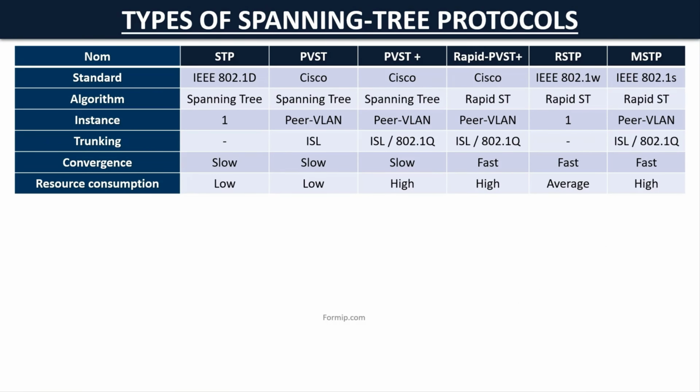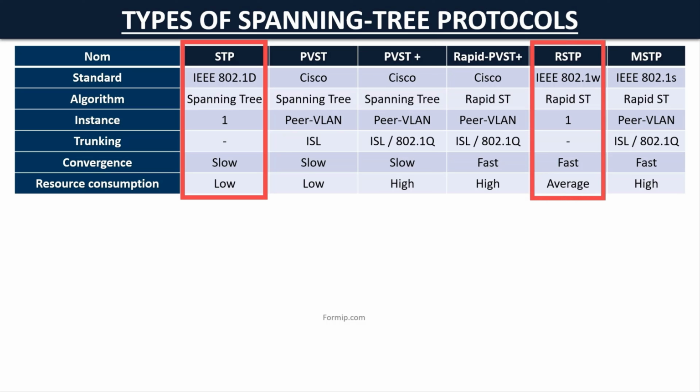Spanning tree is a network protocol that provides a loop-free topology. There are several varieties. The most basic form of spanning tree is STP, which simply allows for loop-free redundancy. We have RSTP, which is the evolution of STP because it offers faster convergence. The PVST and the PVST Plus make it possible to set up a different spanning tree per VLAN. That is, there is a root bridge per VLAN.